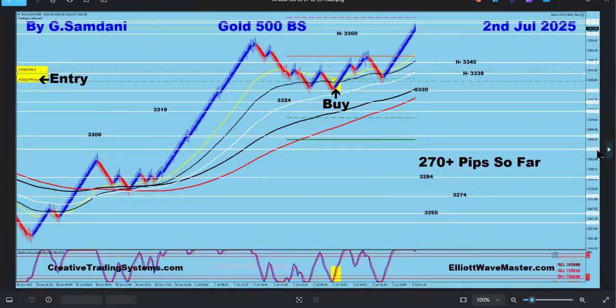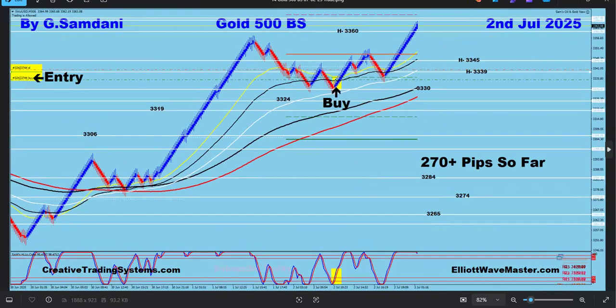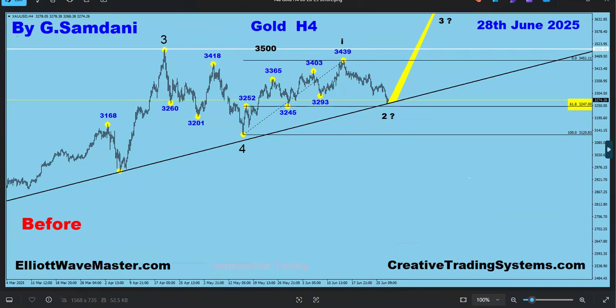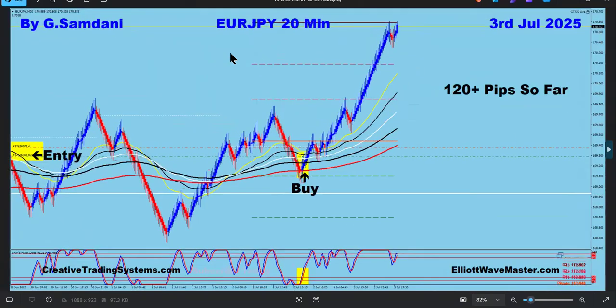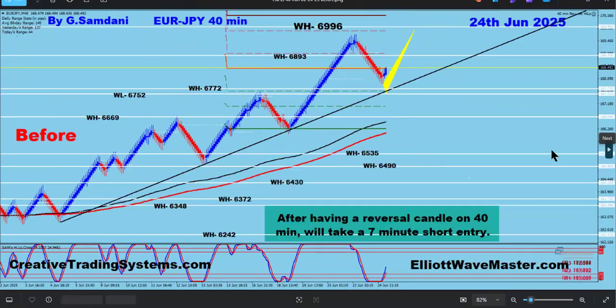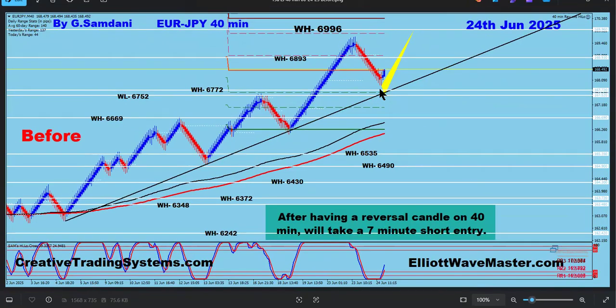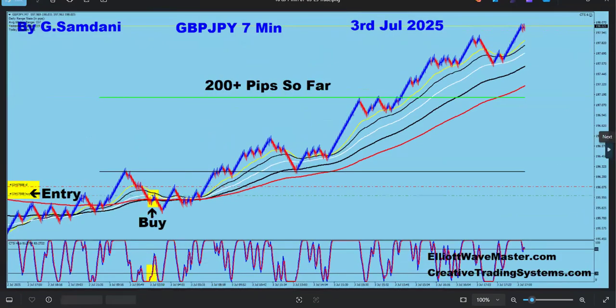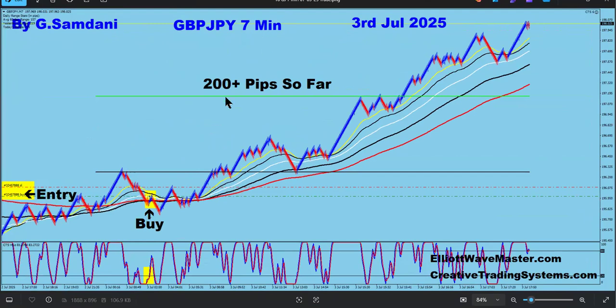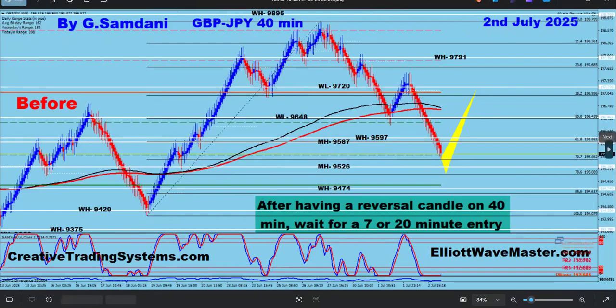Now the next one is gold. Again, gold chart, on my 4-hour chart. Okay, Euro Yen going to the upside for 120 pips. And look, this was the chart made that it's going to go up, and then it went up big time, right? And then Pound Yen 7-minute, 200 pips on Friday, on the 3rd, right? Yesterday, what happened? Big move to the upside.